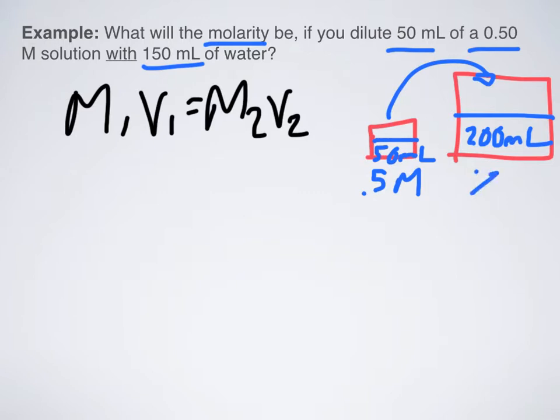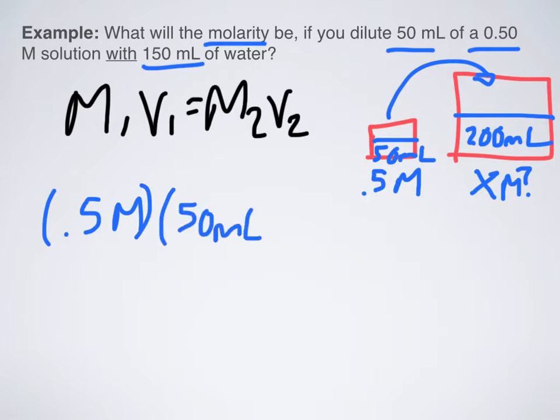So, what is my molarity? Question mark. I don't know what that is. I have no idea what the molarity of my final solution is going to be, and it's up to me to find out. So let's do that. All right, I have my 0.5 for my molarity, my initial starting molarity. I have 50 milliliters. Okay, I have my final molarity as being X. I don't know what that is. And I have 200 milliliters.